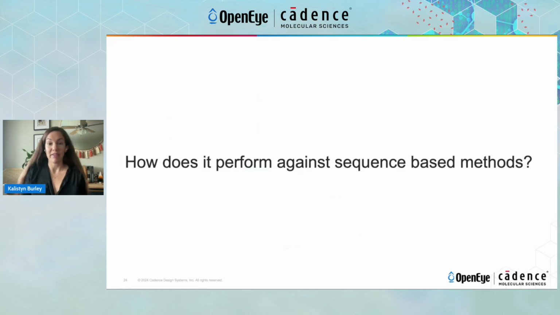So how well does this method actually perform against these sequence-based methods? I showed you at the beginning that sequence-based methods can be really effective where there is high sequence similarity, but there are cases, or examples, where there are targets or binding sites that share a ligand but have low sequence similarity.